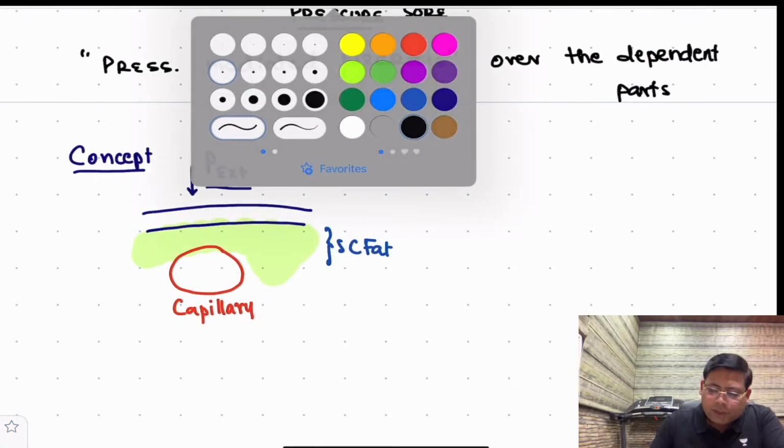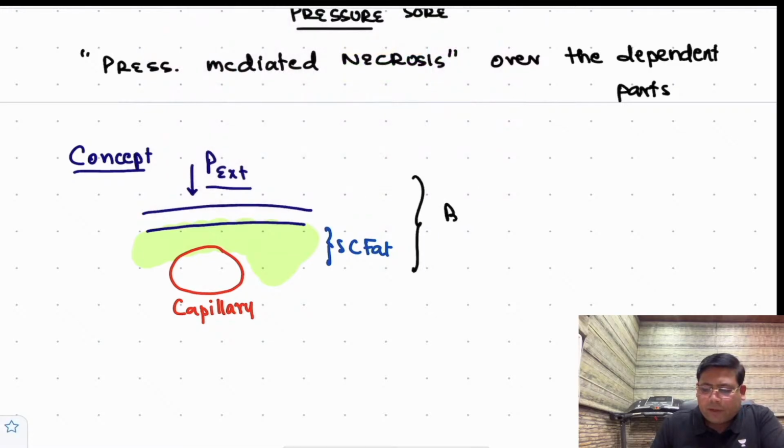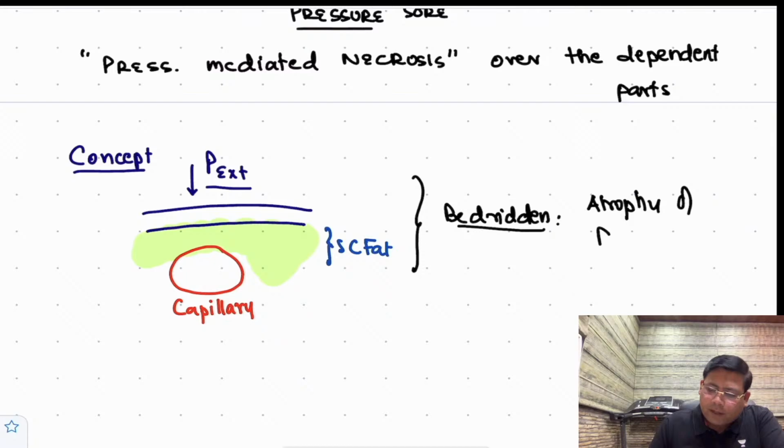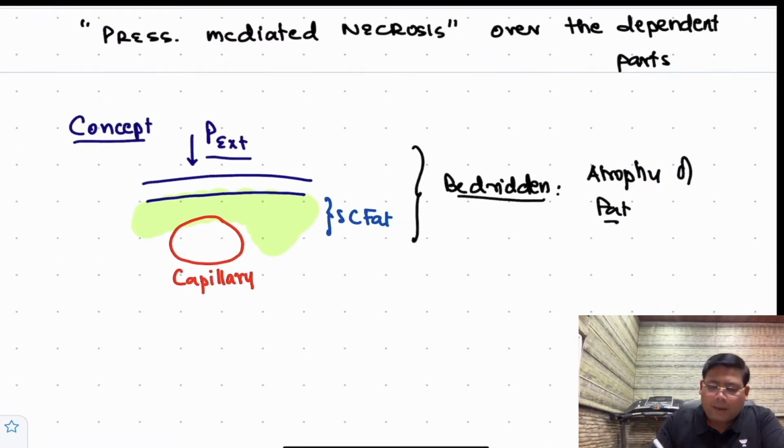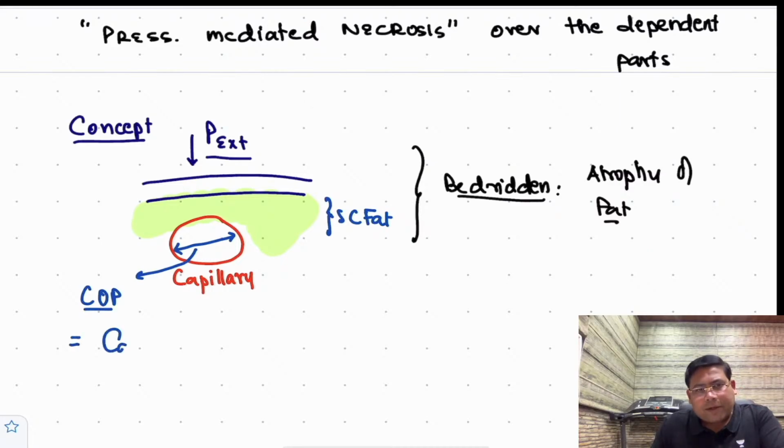Now patients who are chronically bedridden. If you talk about a bedridden patient, the first thing that happens is there is atrophy of the pad of fat, and therefore all the pressure is directly applied on the capillary. Now in order to keep the capillary distended, there is a pressure which is required, and this is known as COP. So what is COP? COP is referred to as capillary occlusion pressure.